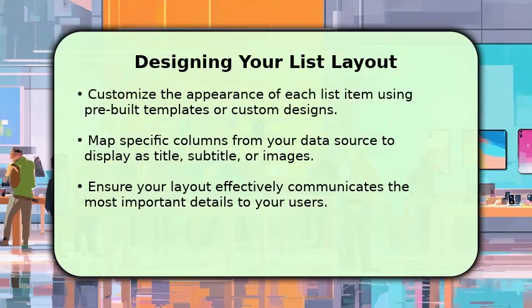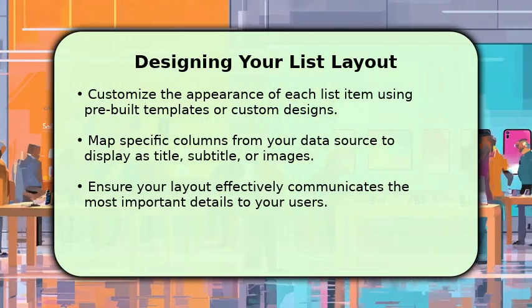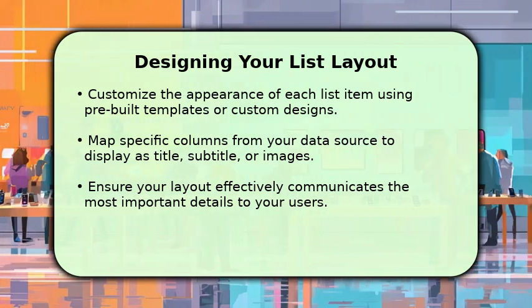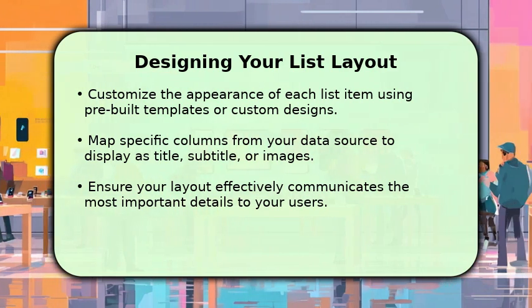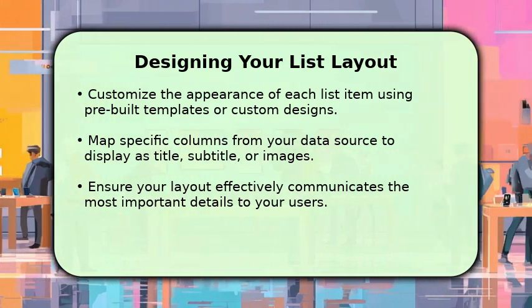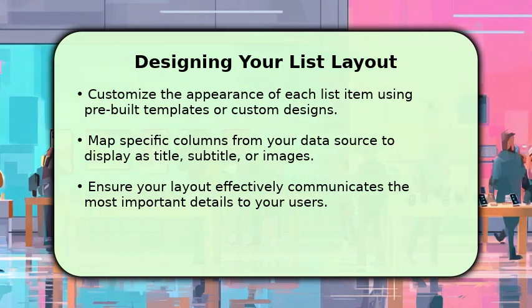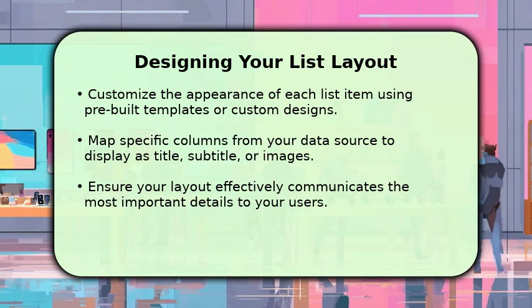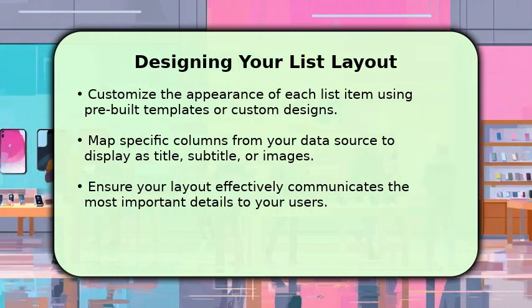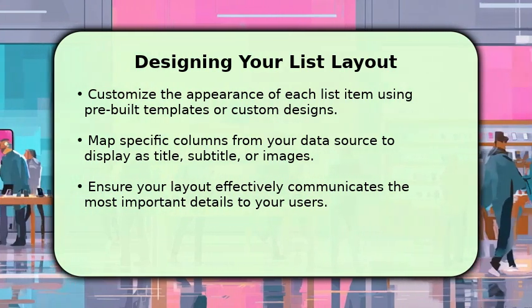After connecting your data, it's time to design how each item appears. In the Properties panel, choose a list item template that fits your content, such as a title with a subtitle or an image with accompanying text. Then, map your data columns to these display elements. For instance, assign your product name column to the title and your price column to the subtitle. This visual mapping brings your raw data to life, making it readable and engaging for your app's users.